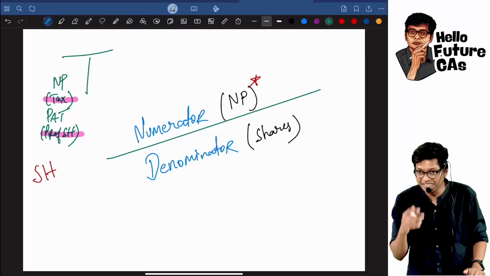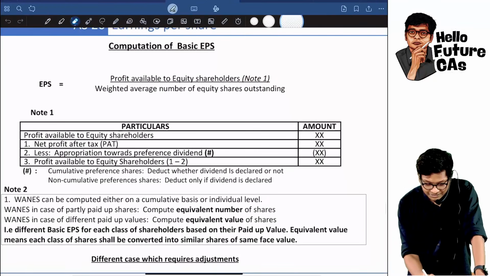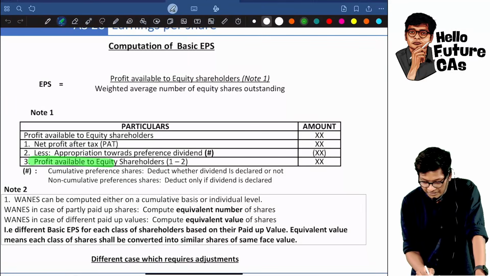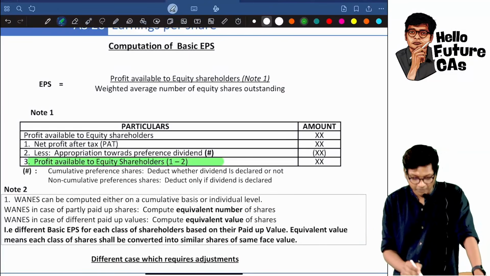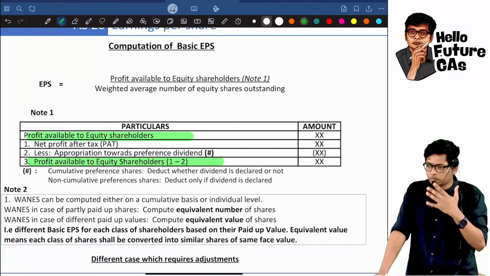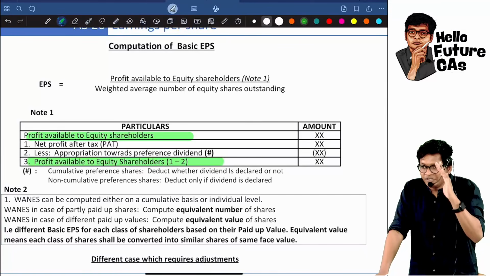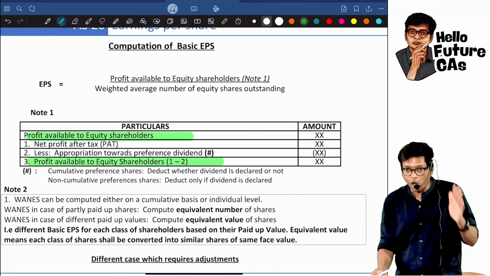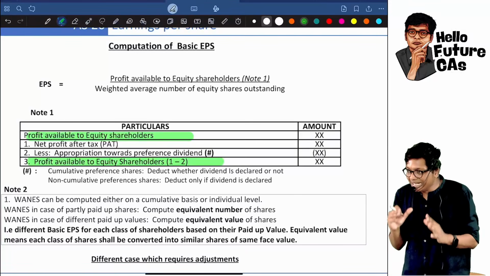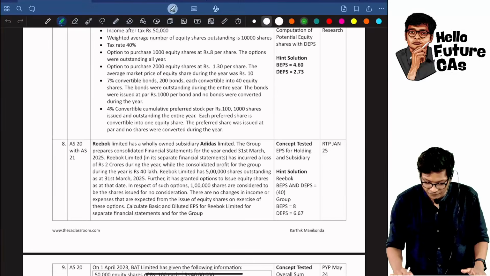So the numerator technically is called, look at this, profit available to equity shareholders, which is nothing but net profit minus tax minus preference dividend. Now the question comes, preference dividend, when should I reduce, sir? If it is declared, you reduce. Or, if it is cumulative preference shares, I will reduce. Are you following, guys?